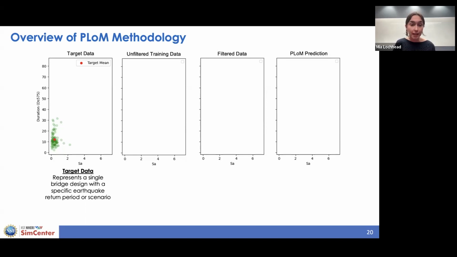The green data here just contains our inputs. So this is our structural parameters and our ground motion parameters. And as I mentioned, these are in the form of distributions. So this isn't a single point in the input space. These are distributions in the input space.